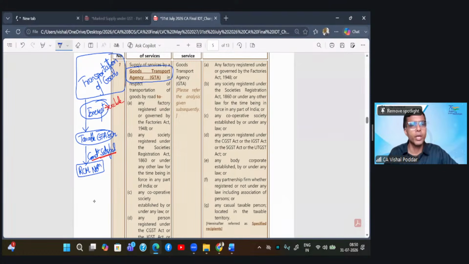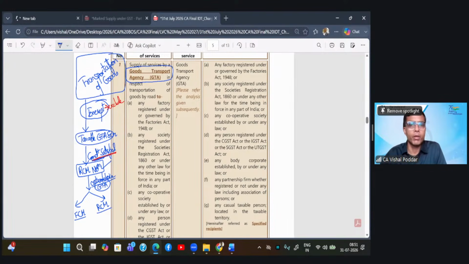But interestingly, in case of GTA, the RCM notification does not make it compulsory. Rather, it gives an option or choice to the GTA that if it wants, it can continue under FCM, and if it wants, it can switch to RCM. So once the conditions of this RCM notification are satisfied, you fit in the RCM notification, but it is giving you an option. You have to decide as a GTA whether you want to be under forward or under reverse.